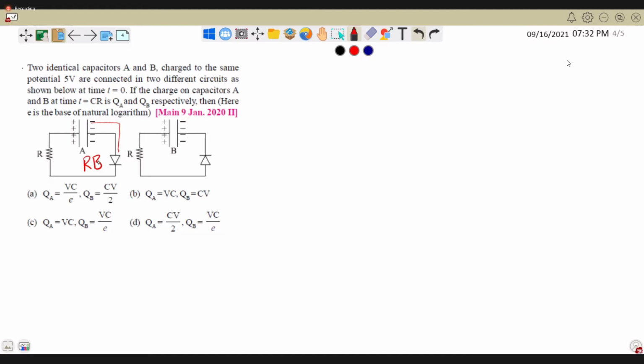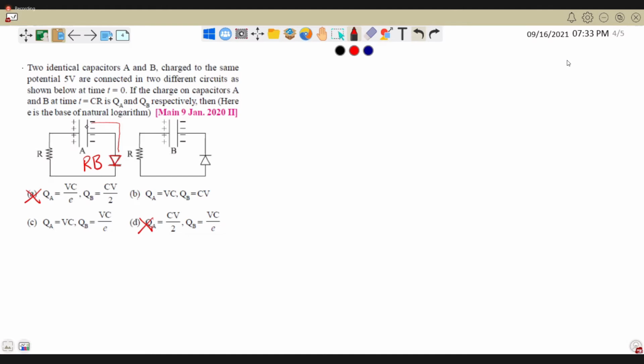So your answer should be QA is CV, right? Yes or no? So this and this cannot be the answers. So it's either this or this, right? Because the diode here is connected in reverse bias, no charge will come out. Okay. So the capacitor will stay in that condition.